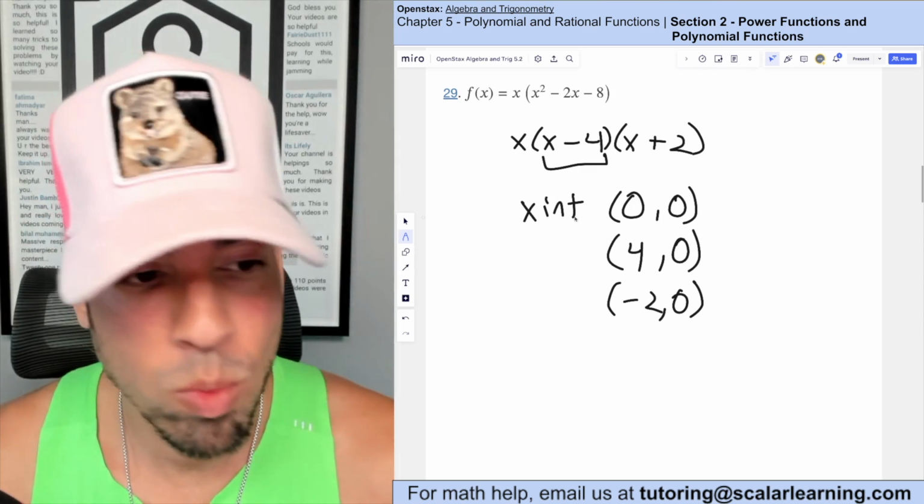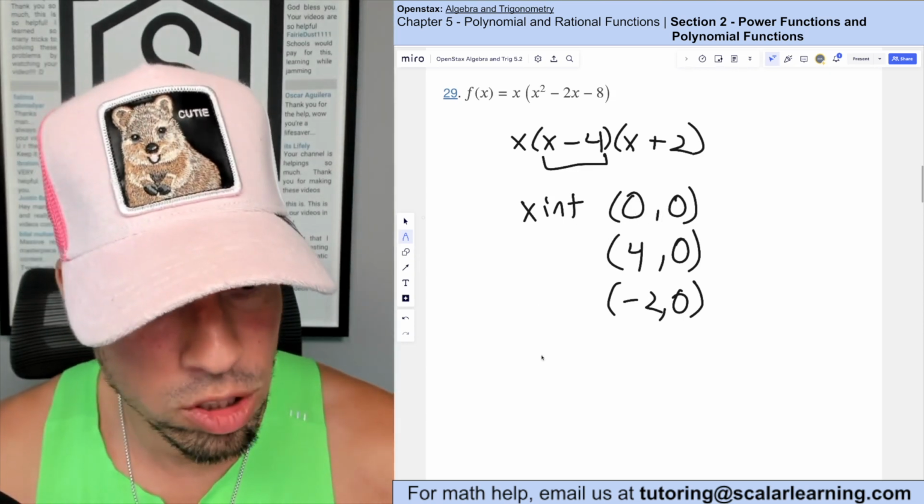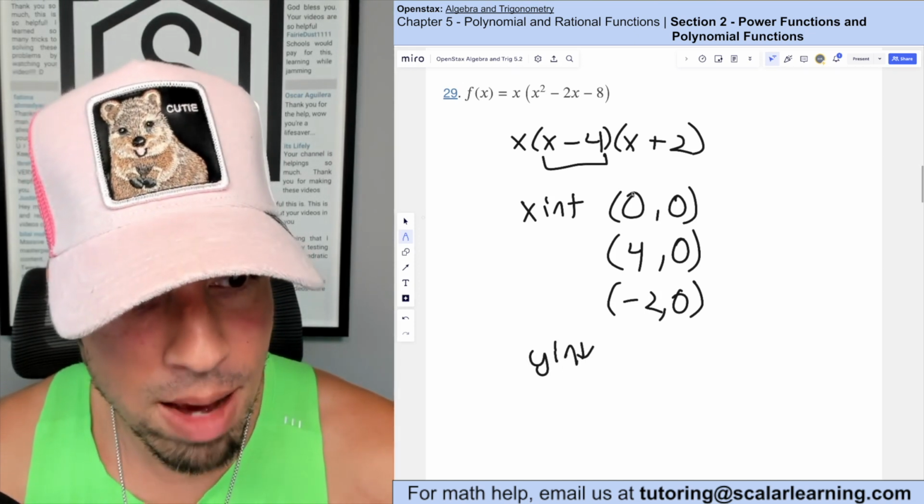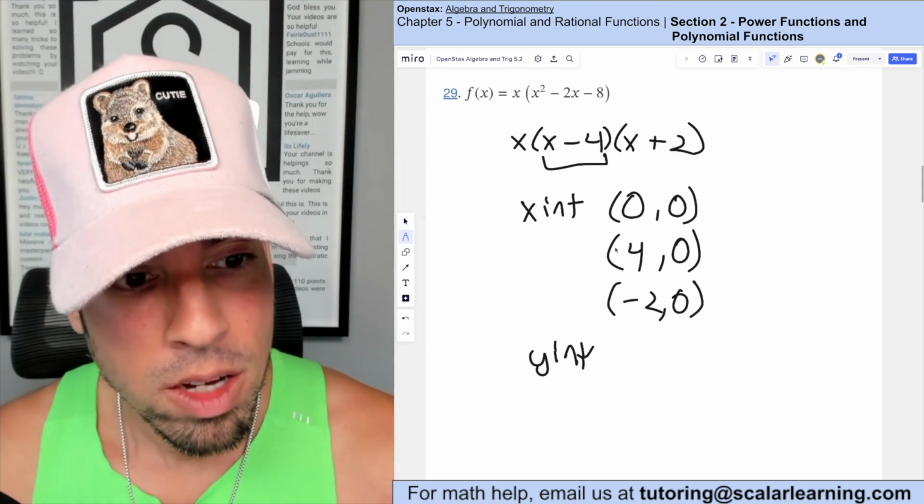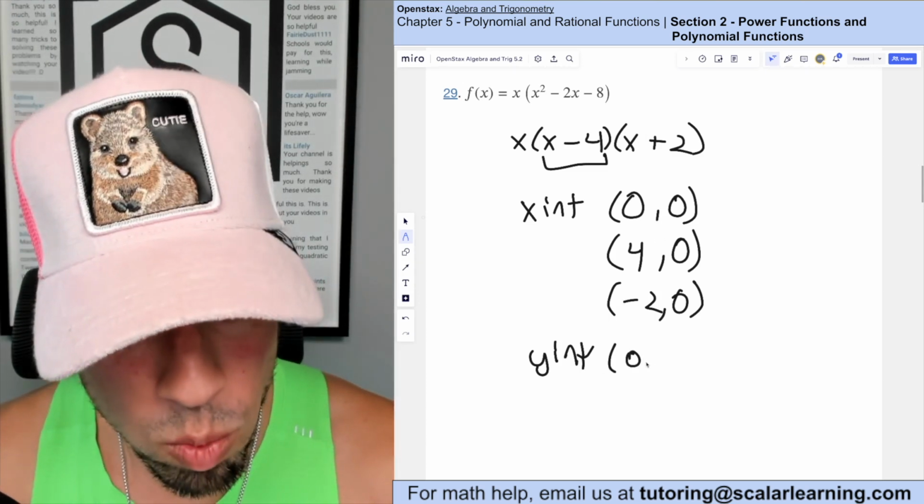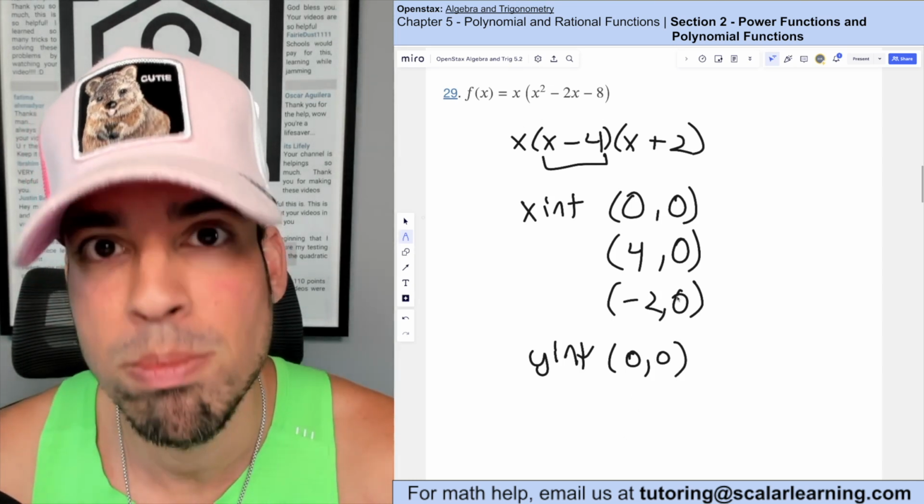Now, when we come to the y-intercept, you notice we already know the y-intercept. The y-intercept is when x equals 0. Well, guess what? It's that point right here. And we're only going to have one y-intercept for a proper function, right? So this is our y-intercept as well. It kind of doubles as an x and a y-intercept. So there's your answer. Boom, done.